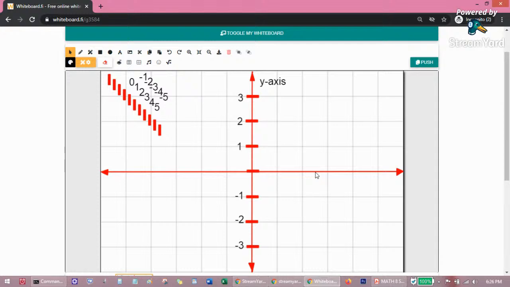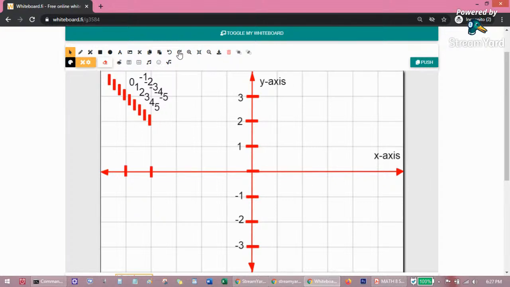So, balikan natin itong pahiga. This is, ang tinatawag natin dito is the x-axis. This is the x-axis. Then, lalagyan din natin ng mga markers. Okay?